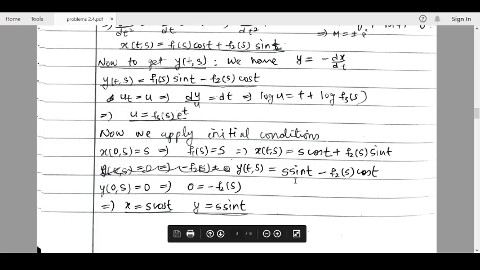So this can be applied here also, because these two equations are combined. Okay, they are coupled equations. We have combined them, so both conditions we can apply in x and y. Okay, so we will get x equal to s cos t, y equal to s sin t.